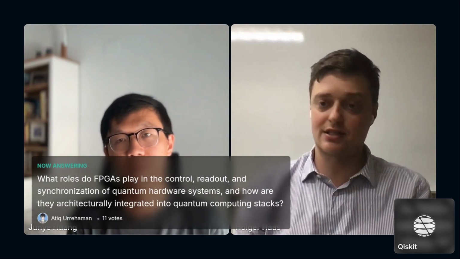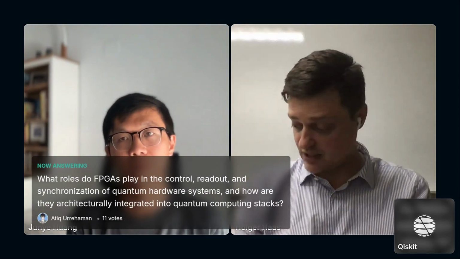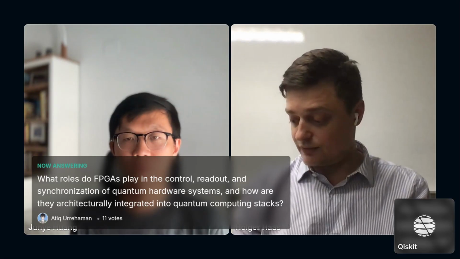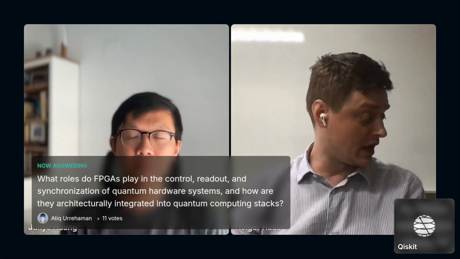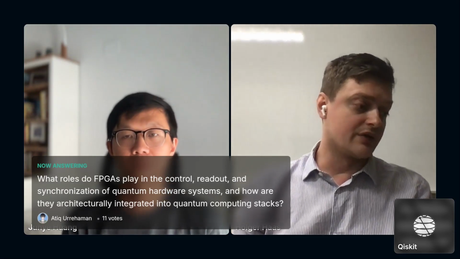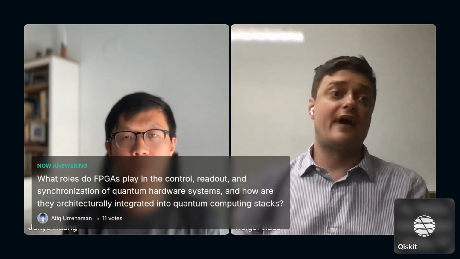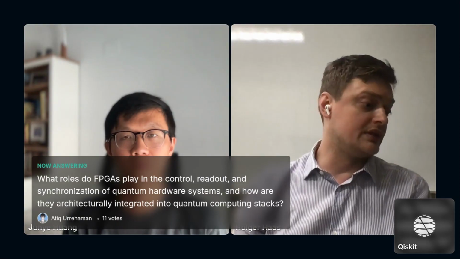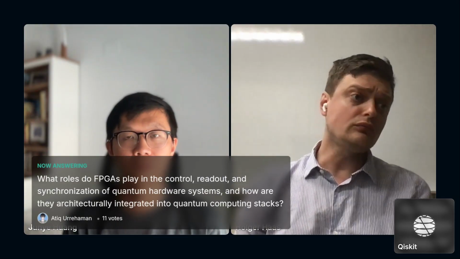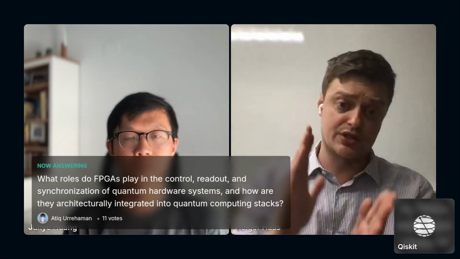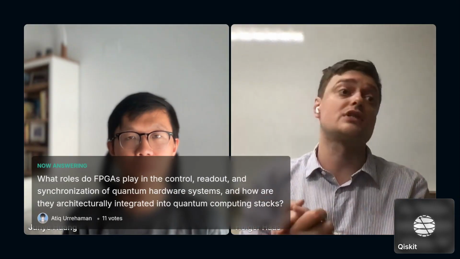The short answer is FPGAs are left, right, and center everywhere because they really provide you a way of fast digital generation of signals and also processing of signals.